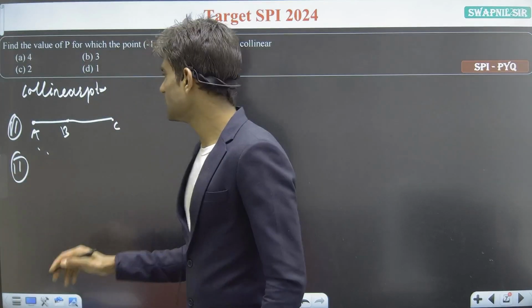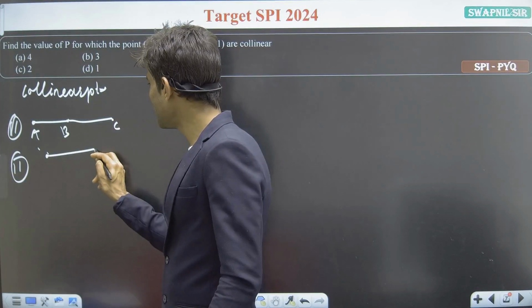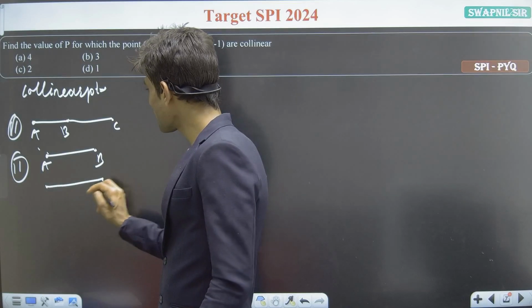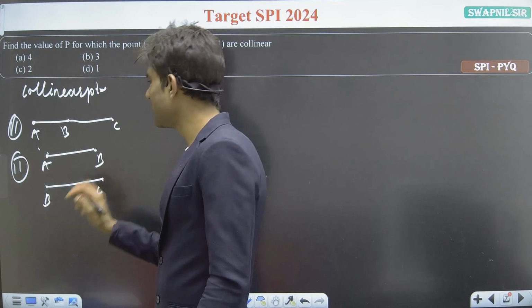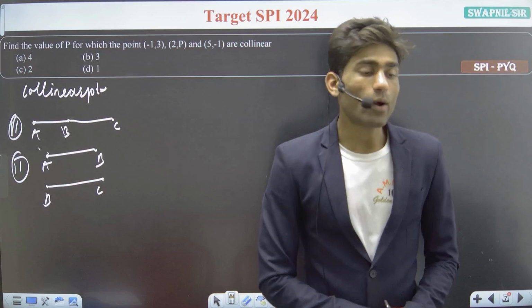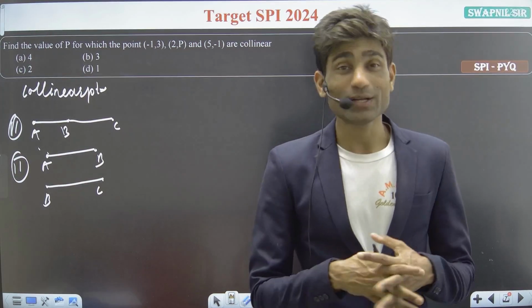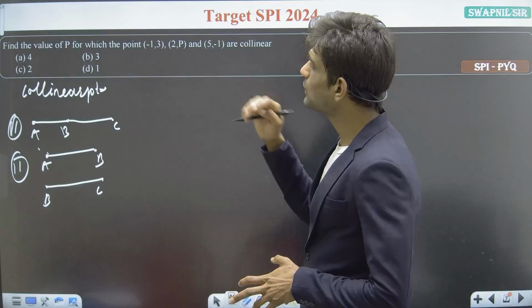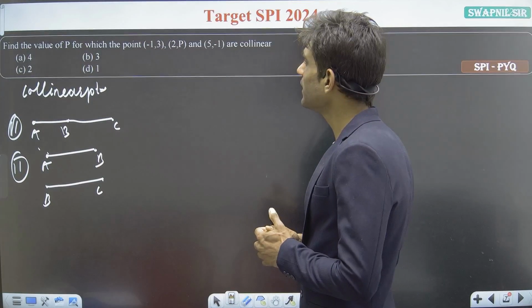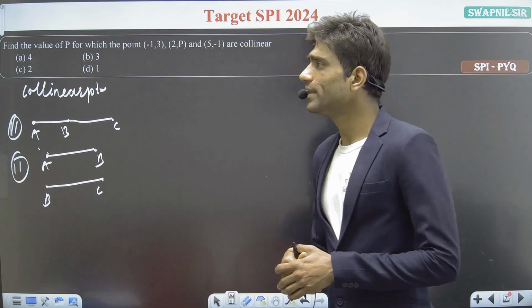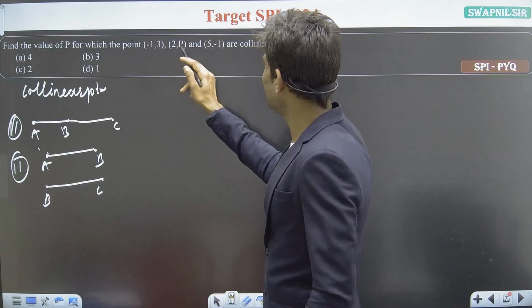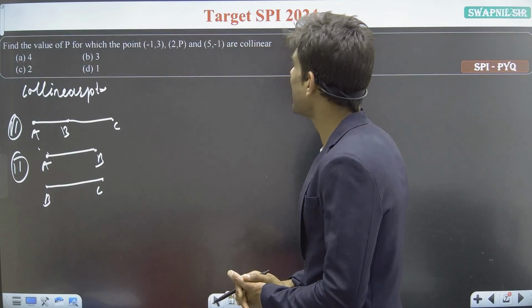And the second condition: we write line segment AB is parallel to line segment BC. When we have parallel lines, then we consider it as collinear points. Now see that we have the point P that we have to find here, and the vertices are also given: (-1, 3), (2, P) and (5, -1).